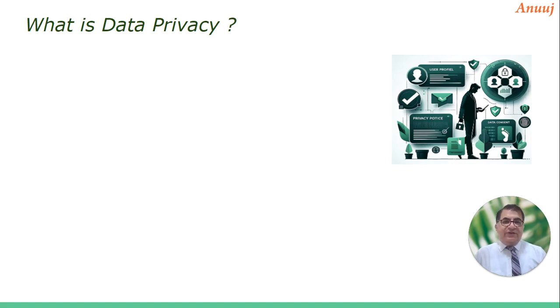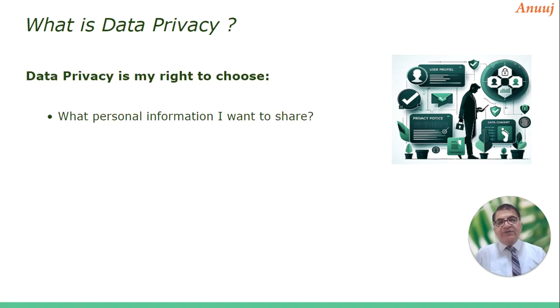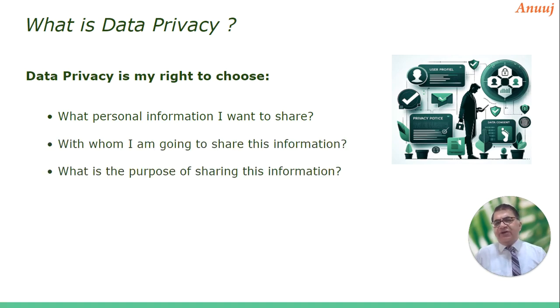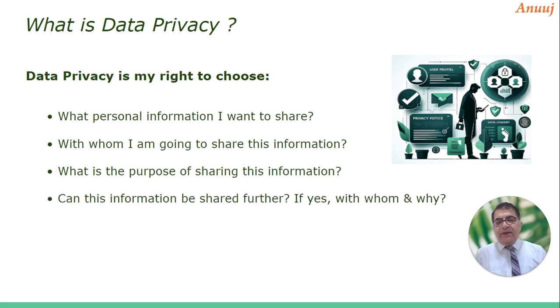What is data privacy? Data privacy is my right to choose what personal information I want to share, with whom I want to share it, what my purpose of sharing this information with anyone is, and whether they are going to share this information with any other third party. The entire process is that you need my personal information for a purpose. You define the purpose. I decide whether I want to share or not, and what part of it I want to share. You say that you are going to share this with a third party as well. Then again, I decide whether I want to allow you to share it further or not.